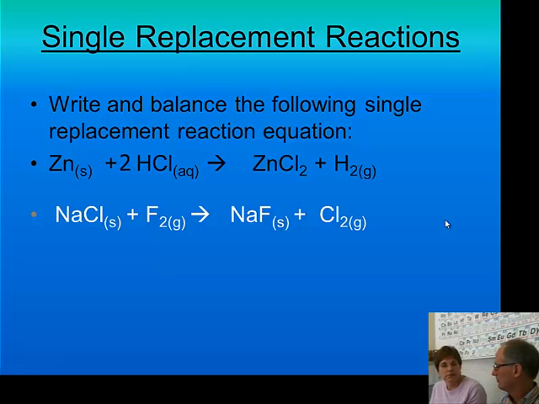All right, so why don't you guys try and look at this and see if this needs any balancing. All right, notice this is slightly different. Fluorine, a halogen. This is a halogen replacement or an anion replacement. Okay. This time the metal, there's only one metal there, it's sodium.